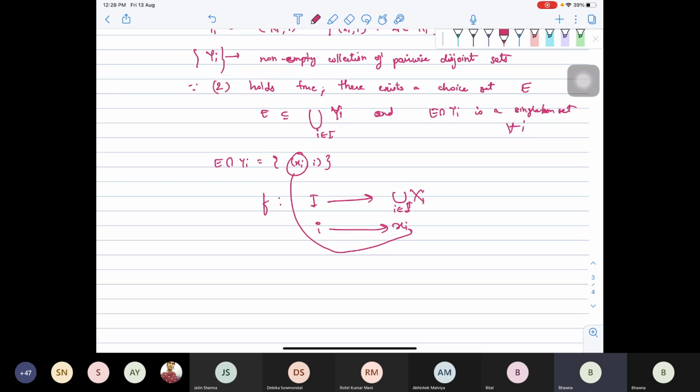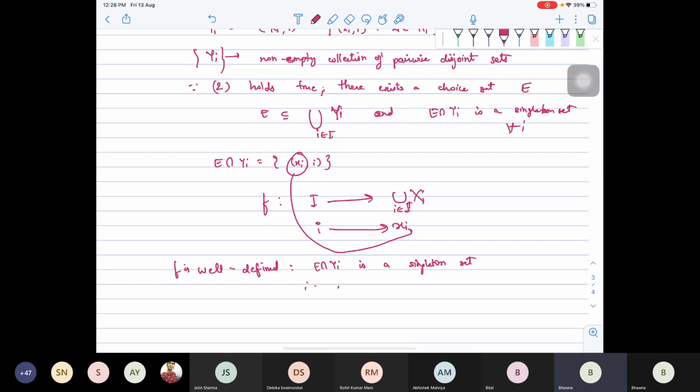Then this is a well-defined function. How is it a well-defined function? Because for each i, there exists a corresponding xi. F is well-defined because E intersection Yi is a singleton set.